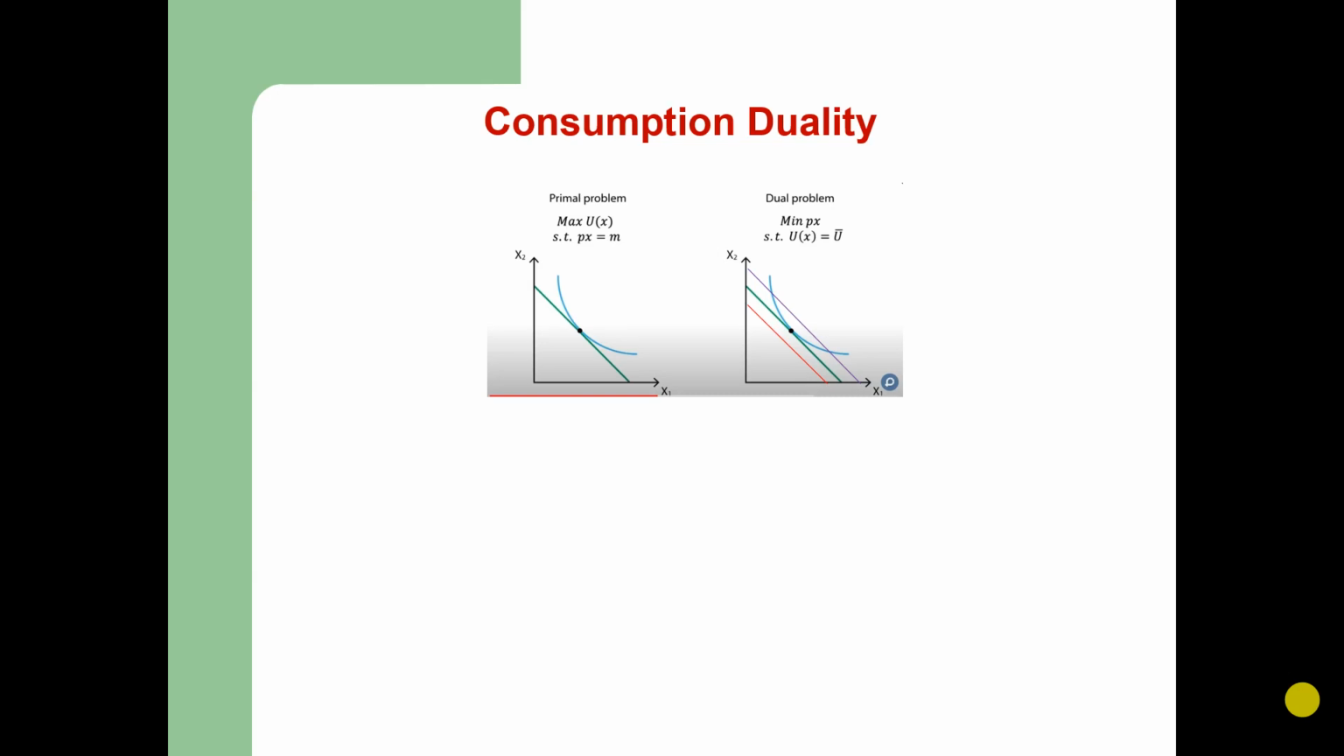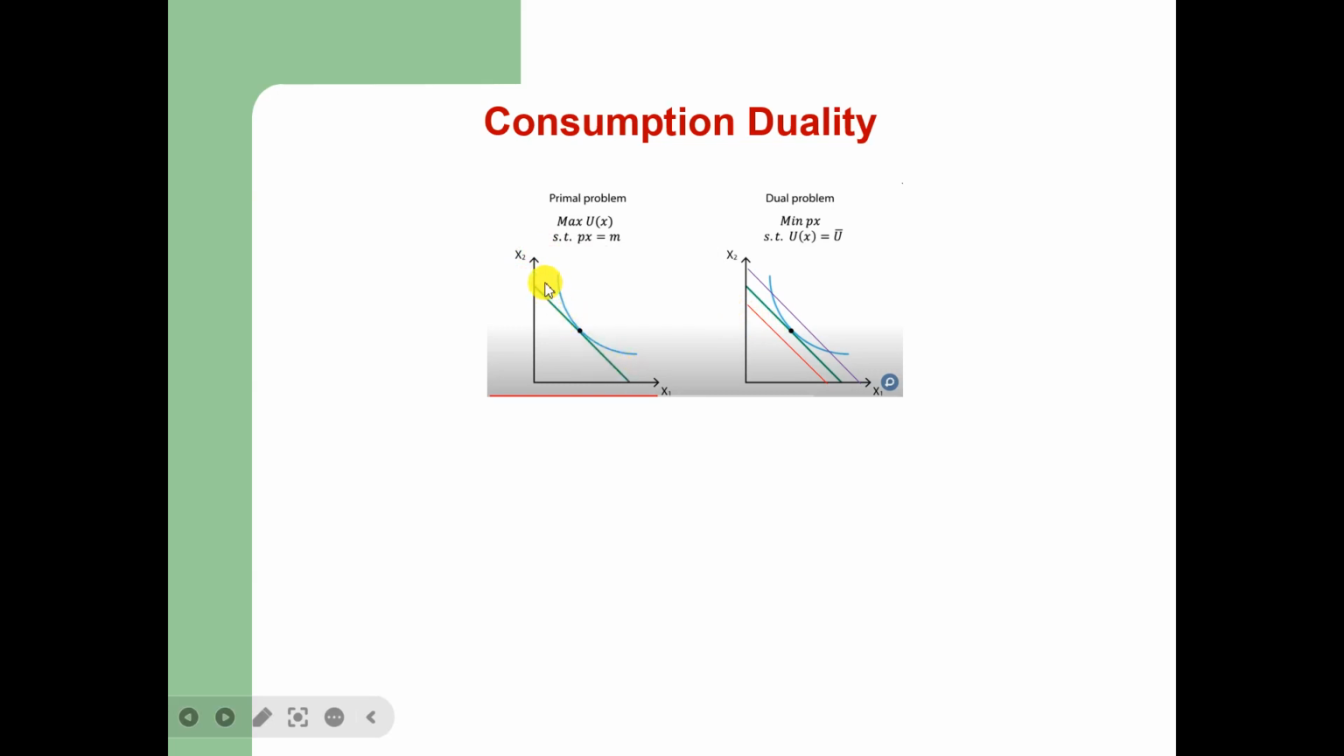We can either fix the budget and obtain maximum utility, and that is known as the primal problem, or we can fix the utility level and minimize the expenditure, and that is known as the dual problem. So on the left hand side we have the primal problem, and on the right hand side we have the dual problem. On the left hand side, the budget line is fixed, it is given.